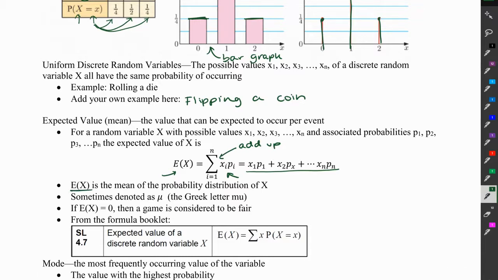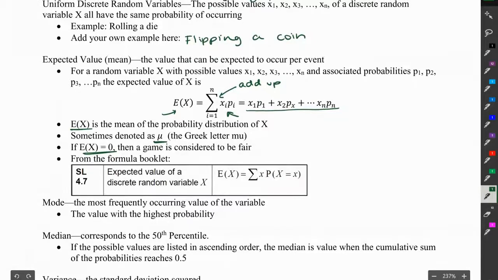E of x is the mean of the probability distribution of x, and it's sometimes denoted as the Greek letter mu. So you'll notice it's not really a u because there's a tail on both sides, so this is the Greek letter mu. If you are playing a game and the expected value ends up being 0, then that means the game is considered to be fair. And so what that means is you have the same chance of winning and losing, not necessarily the same chance of winning and losing, but you will walk out with nothing most of the time if you play a whole bunch of times. So the probabilities and the earnings balance out with the probabilities of the losses.